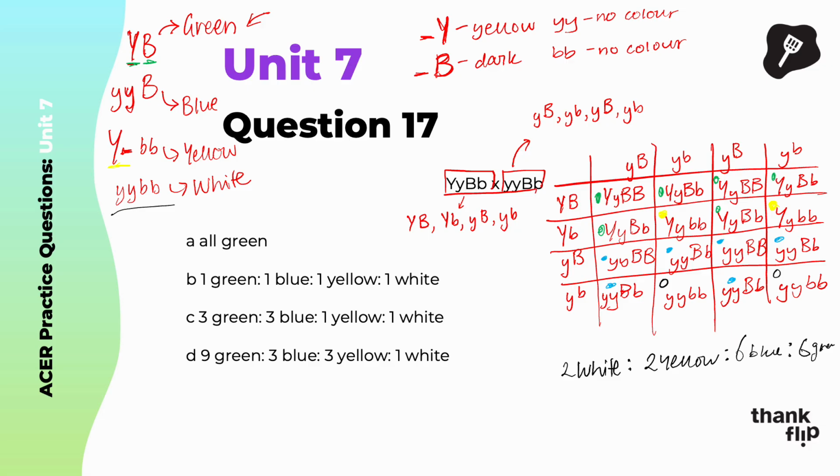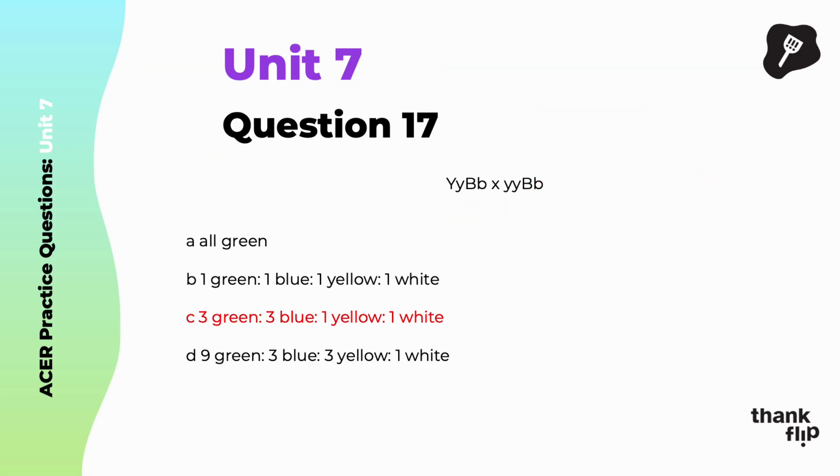Okay? So we can simplify this to say 1 white, 1 yellow, 3 blue, 3 green. And this ratio is seen here, 3 green, 3 blue, 1 yellow, 1 white. And there we go. That's the answer.